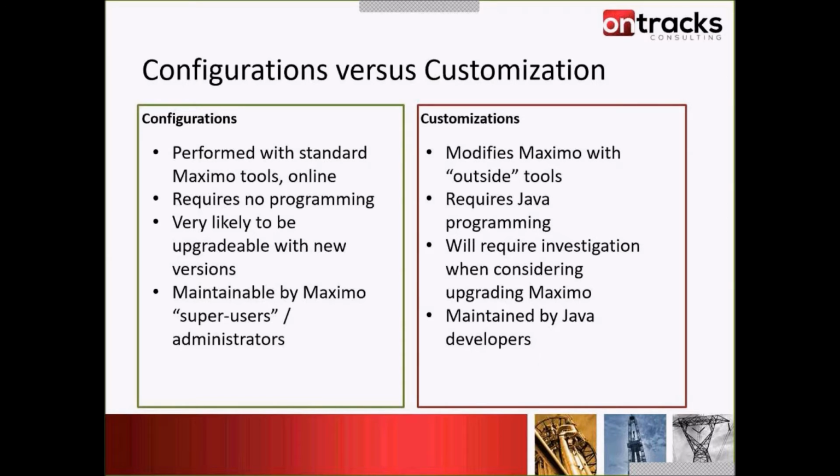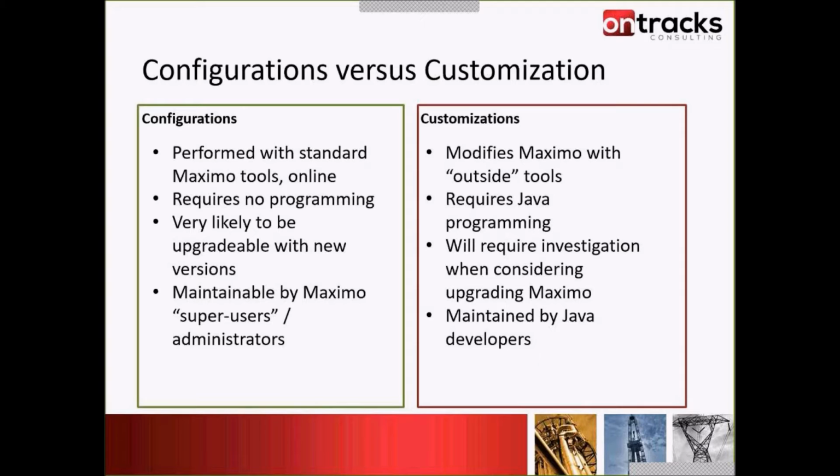It will require some level of investigation when you're performing an upgrade. Anytime you do what we'd call a customization, and I'll elaborate on that on the next slide, we would suggest that as an upgrade is occurring, you go through, itemize those, and take a look at them, figure out if the new version can allow you to collapse it, make sure that it does actually migrate and Maximo's aware, make sure it doesn't break any logic, so that you can move to the next version. And typically, those customizations are maintained by Java developers or programmers.